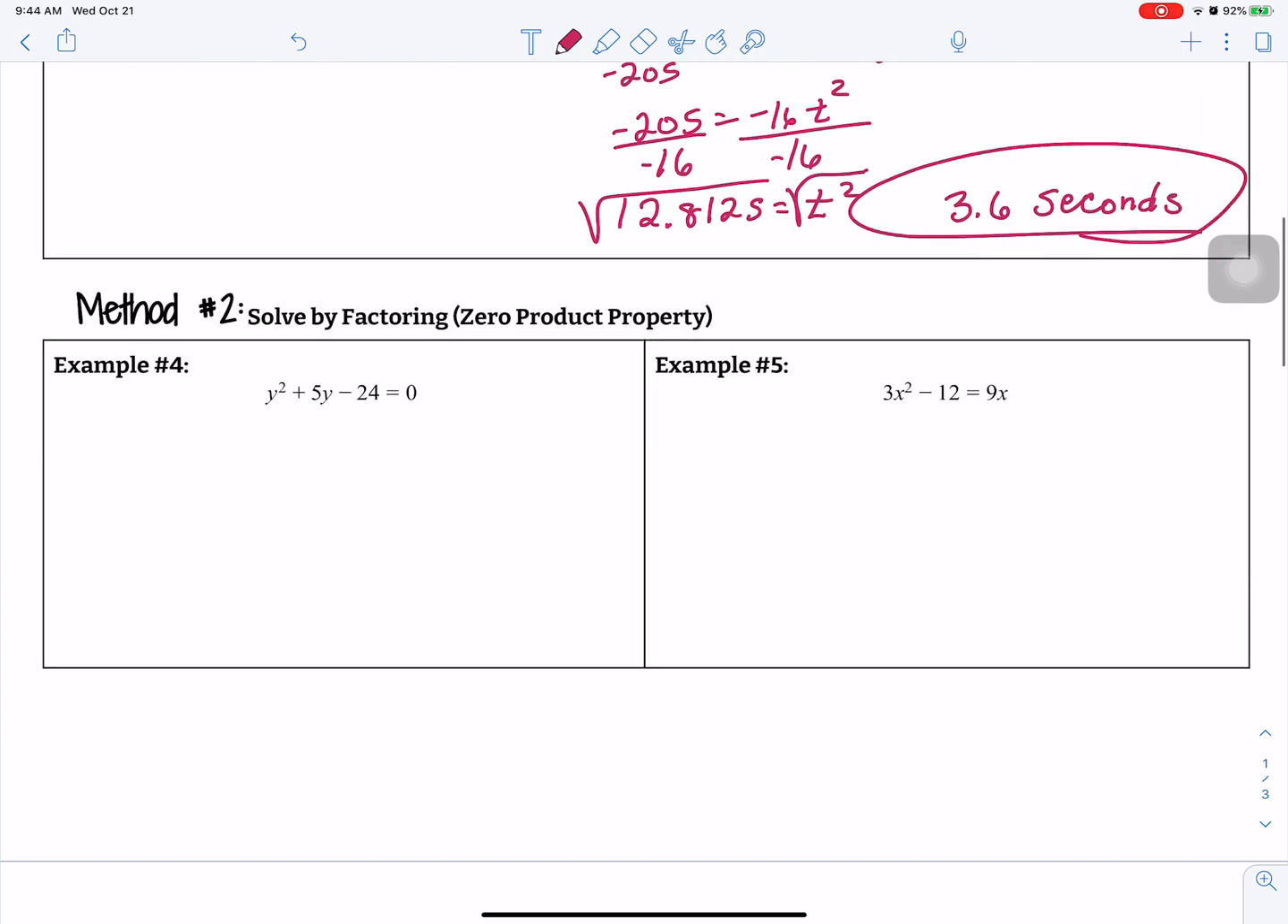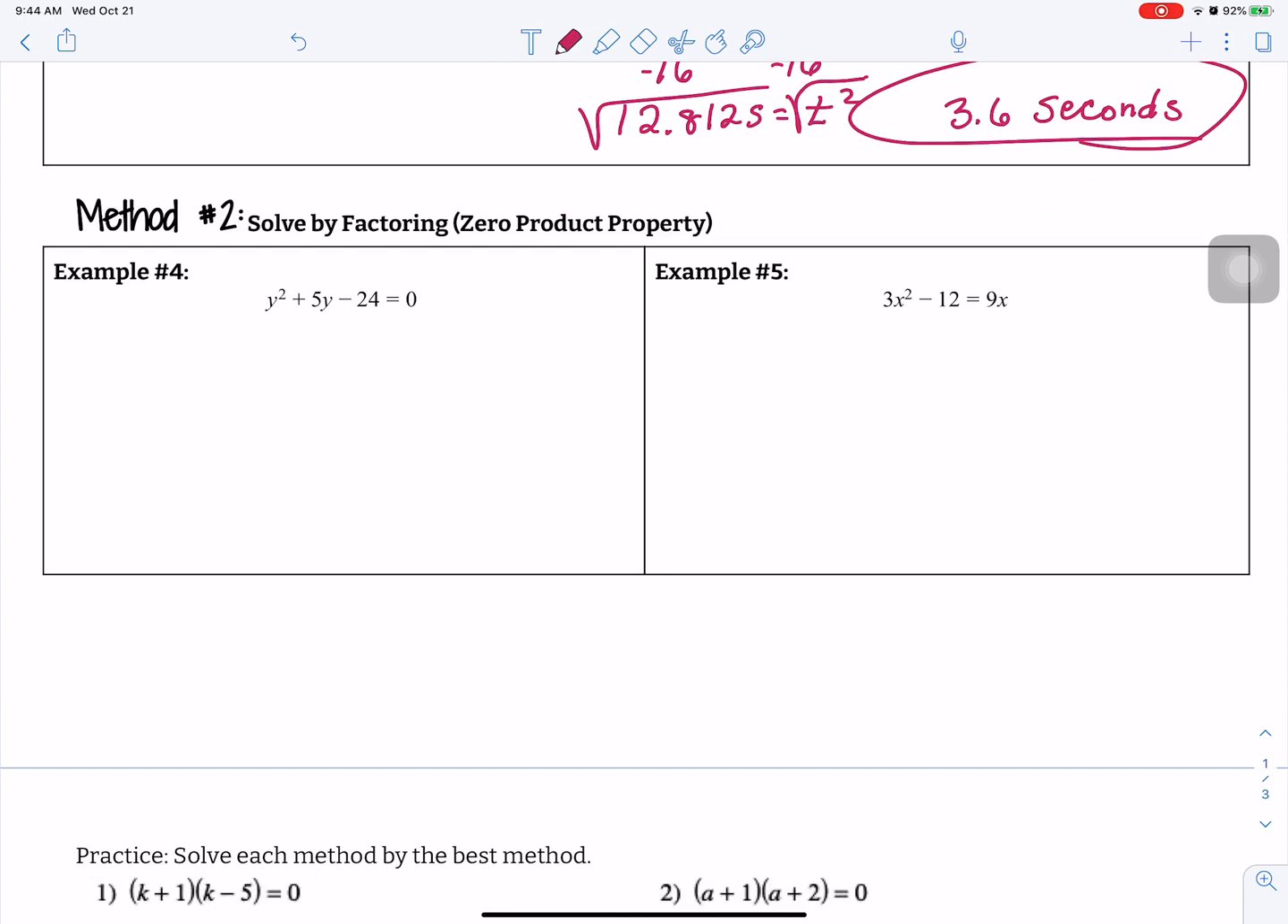The other way is that we're going to be able to factor our equations. And when we factor, it's what we've been working with before. And so I'm going to look at something that multiplies to negative 24 and adds to a positive 5. So at this point, I know I have a y plus something and a y minus something, because if I have to multiply it to be a negative number, I need to have one of each sign.